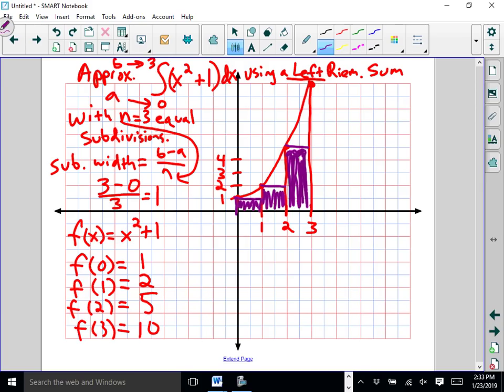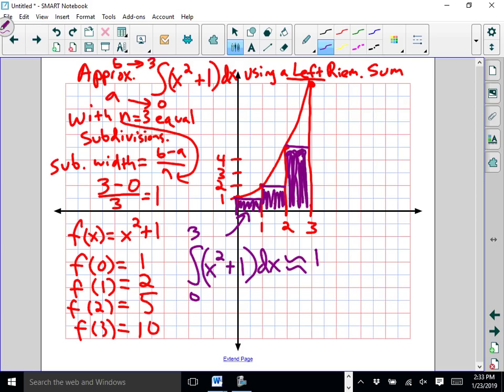So here's what I'm going to say. The integral from 0 to 3 of x squared plus 1 dx is going to approximately equal the area of these 3 rectangles. Okay? Well, let's take a look at the first rectangle. What is its base length? Now, looking at my graph, here's where you need to be careful. You might say, oh, that's 2, right? But remember, I skipped 1, so that base length is 1, and the height is 1. So the area of the first rectangle is 1 times 1.